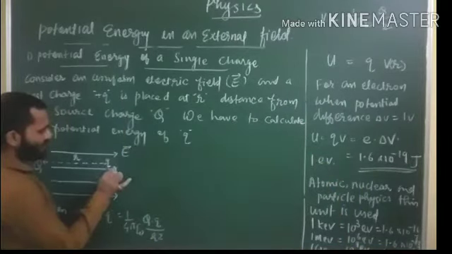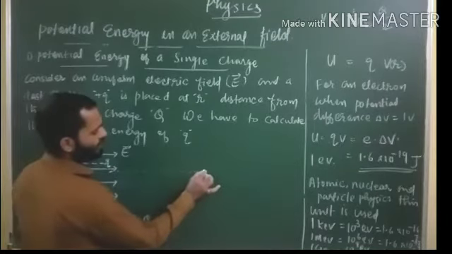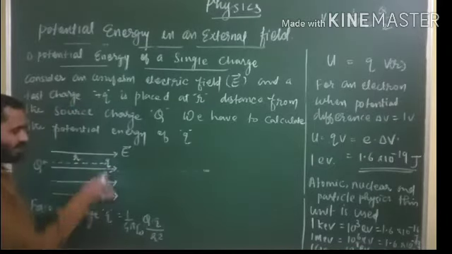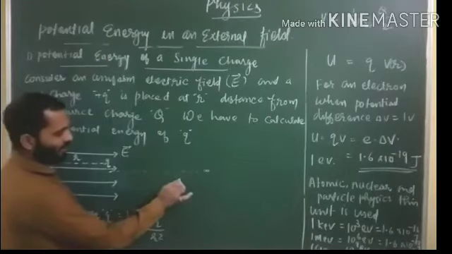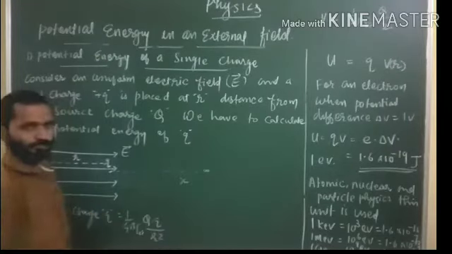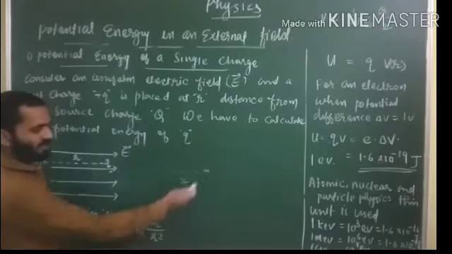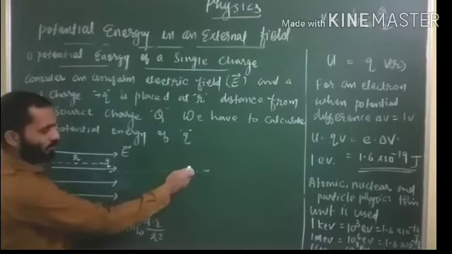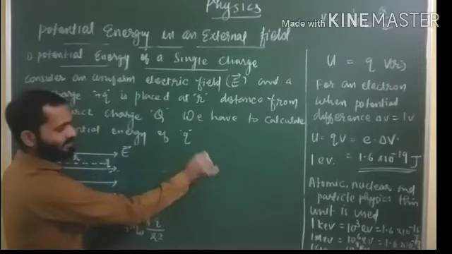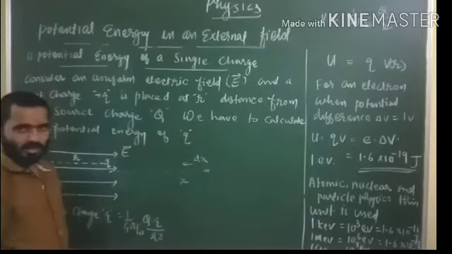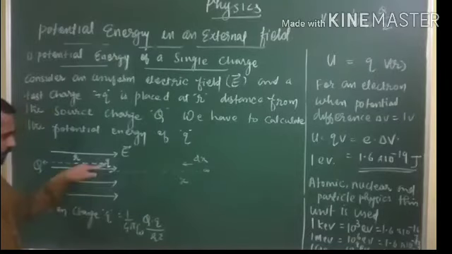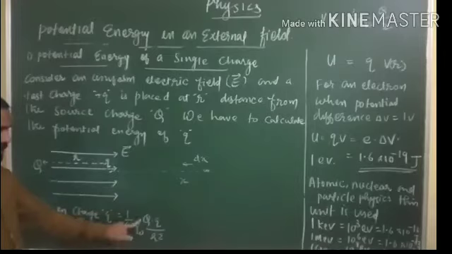Suppose this charge is at infinity. This minus q charge is at infinity and this distance we are considering as x. And you are shifting this charge a small distance, that is dx, in this direction. Already we know the force acting on this charge is this much, 1 by 4 pi epsilon naught q into q divided by r square.